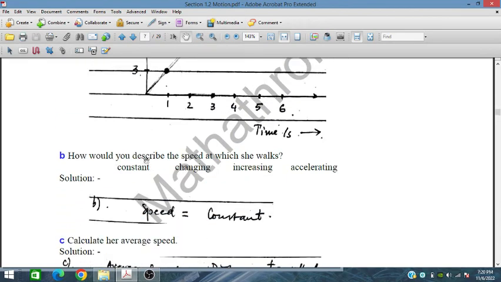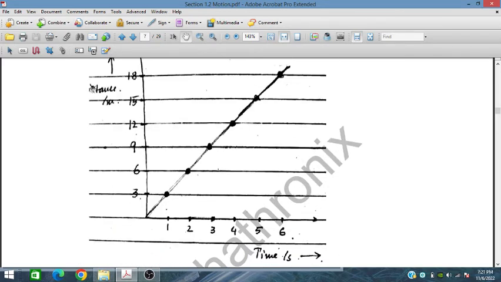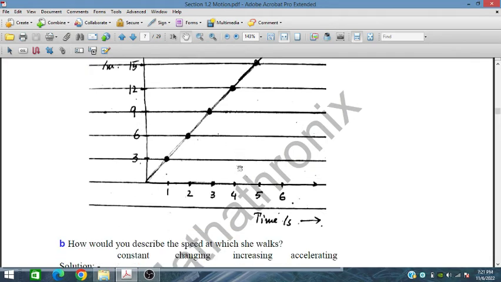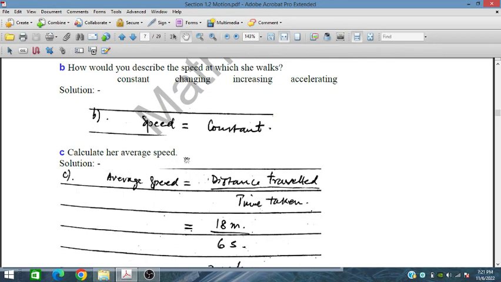Second part, how would you describe the speed at which she walks? Because this is distance and this is time, the speed is constant. In 1 second she travels 3 meters. In the next 1 second, from 1 to 2, she also travels 3 meters per second. From 6 to 9 in this duration, she also travels 3 meters per second. So the speed is constant.